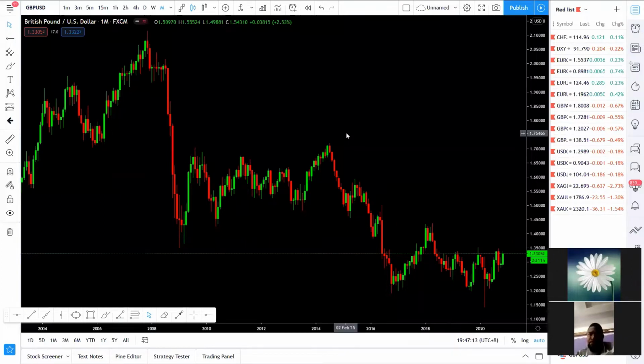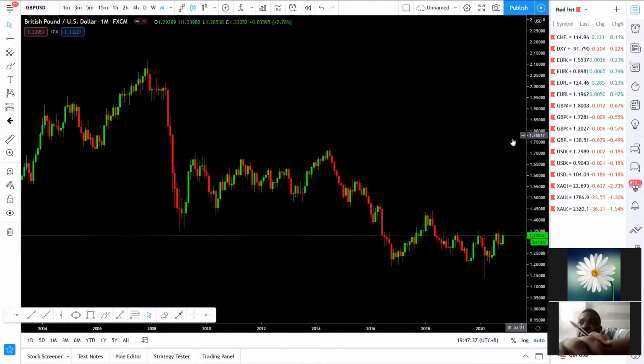Today we're going to look briefly at the British pound and USD, so GBP/USD. The week was filled with some activity. We saw the pound moving up, and then later, around late Friday, dropping some pips. So let's look at the expectations for this week.